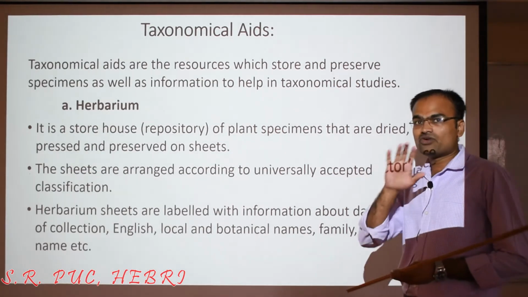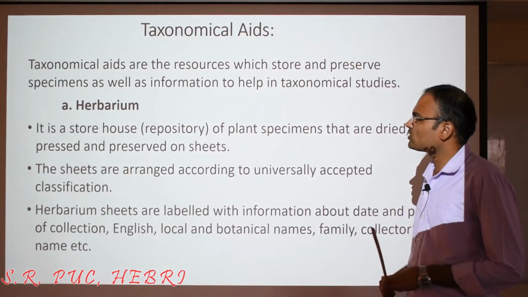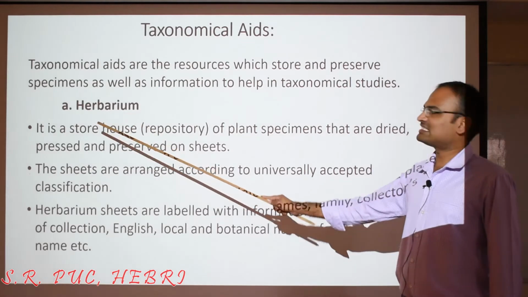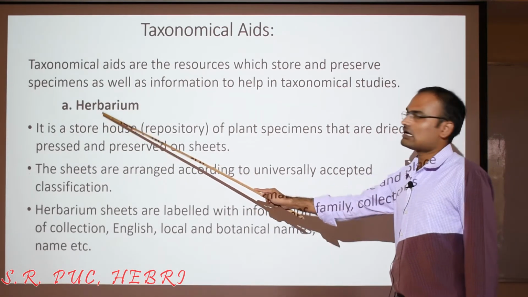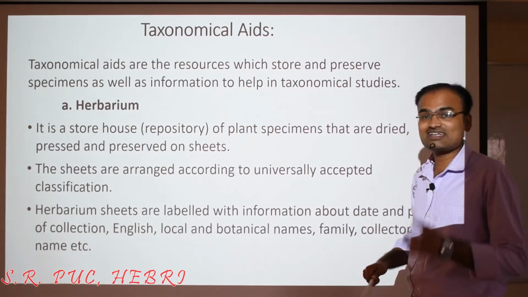In this we are going to study a total of 5 different taxonomical aids today. Out of the 5, the first one is the herbarium. From the name itself we can understand that herb, H-E-R-B, is related to plants. So what is a herbarium?